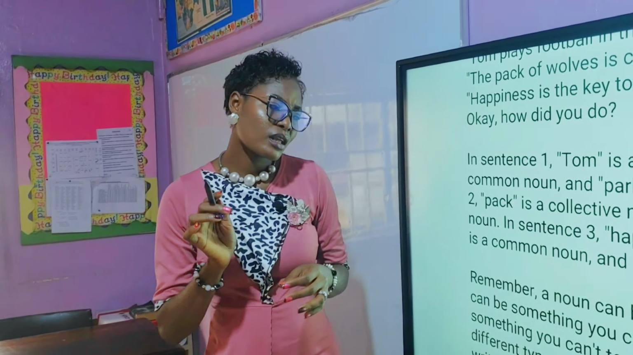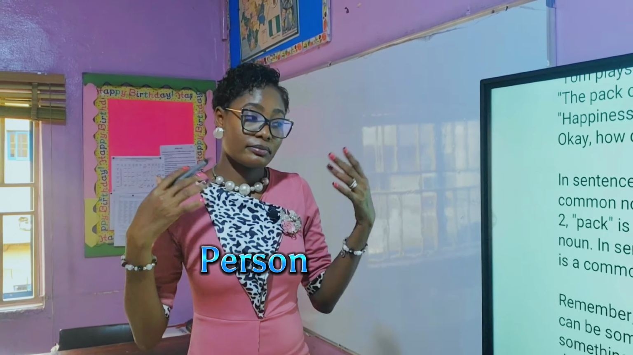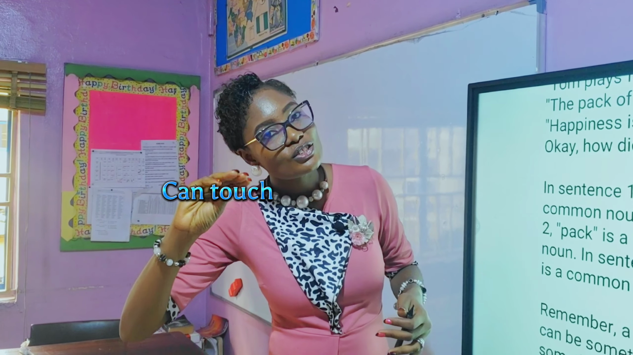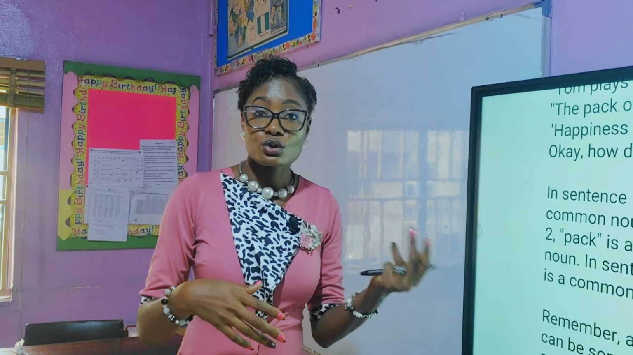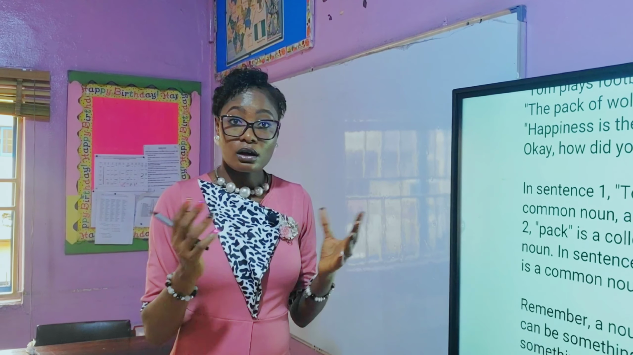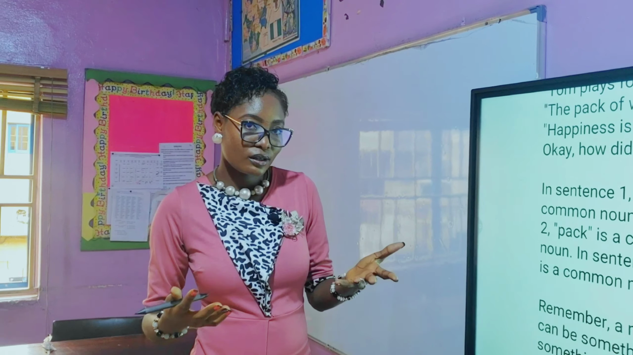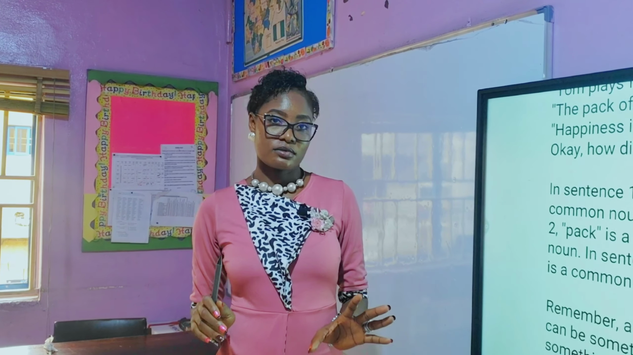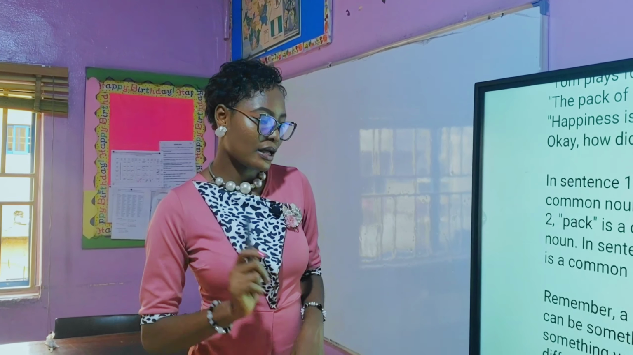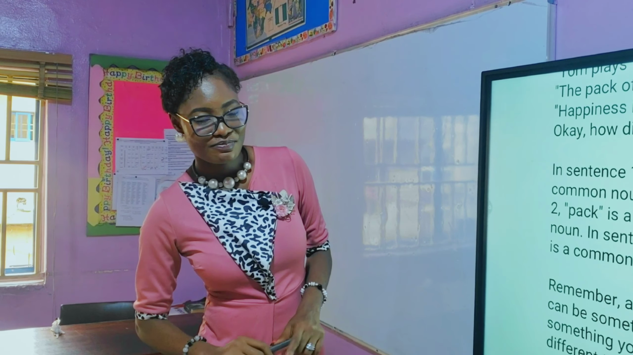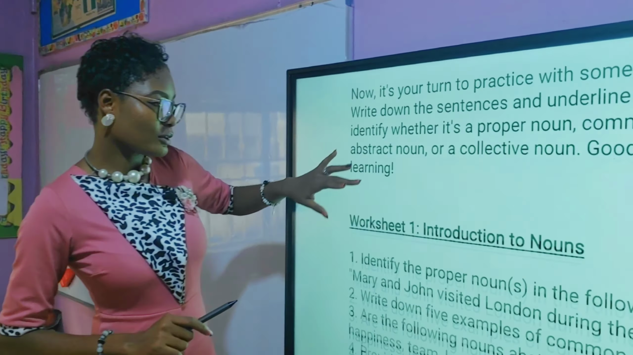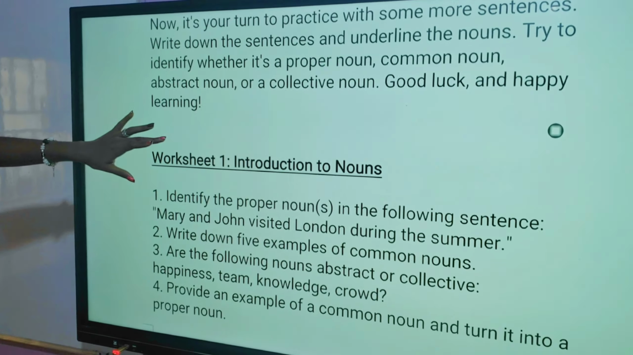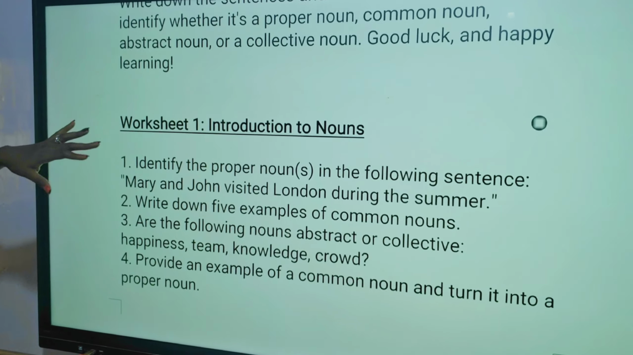So remember, a noun can be a person, place, thing, or idea. It can be something you could touch, like a ball or a toy, or it can be something you can't see, you can't touch, like joy or sadness. Understanding the different types of nouns will truly help you become a better writer and reader. So now it's your turn. I am going to give you a series of sentences to practice with so that you will check your understanding.